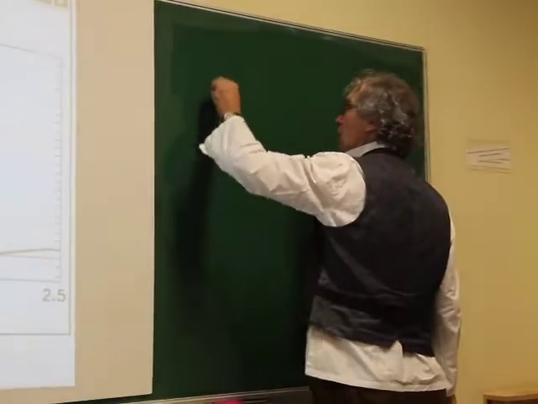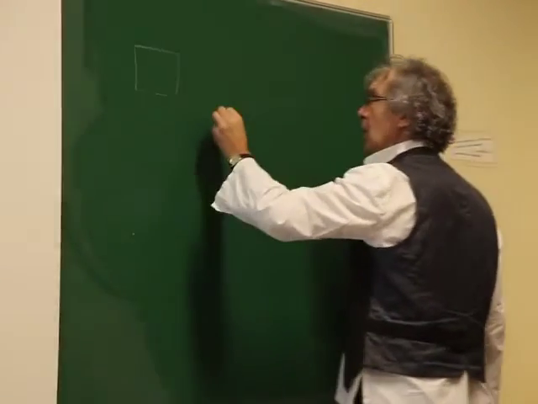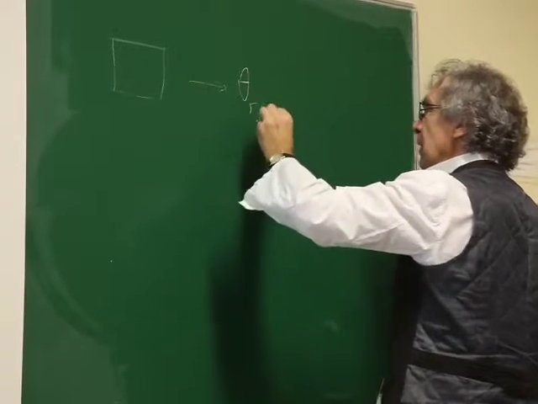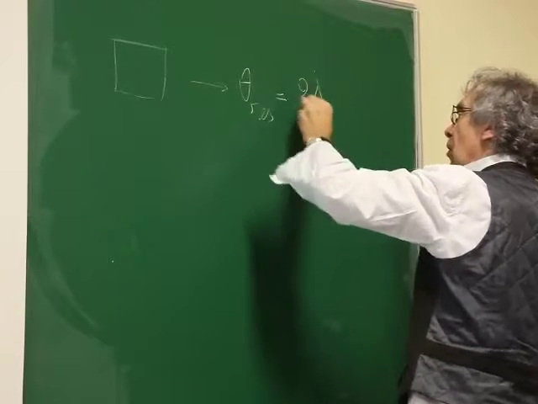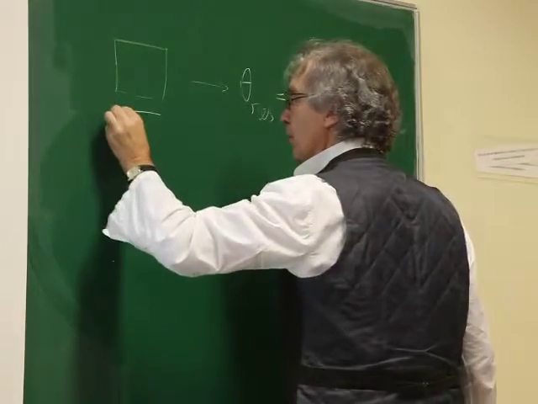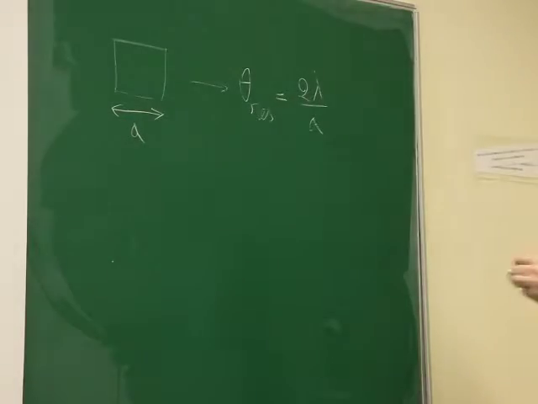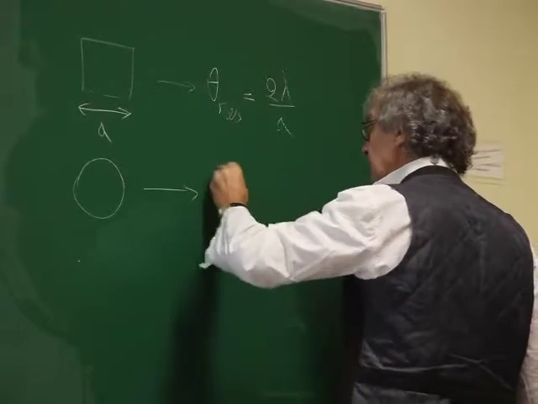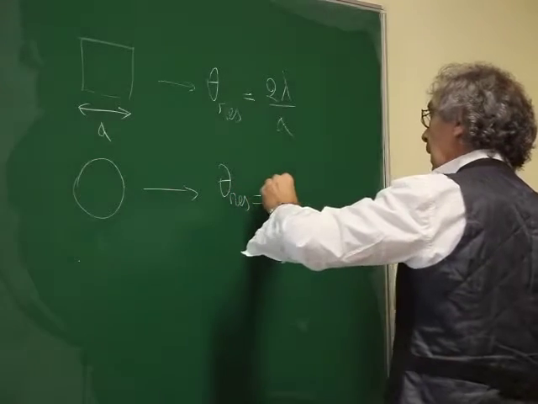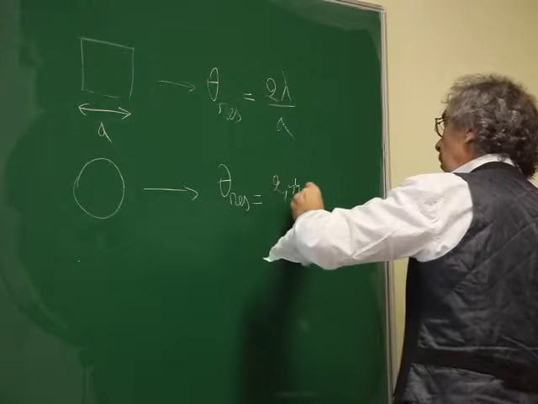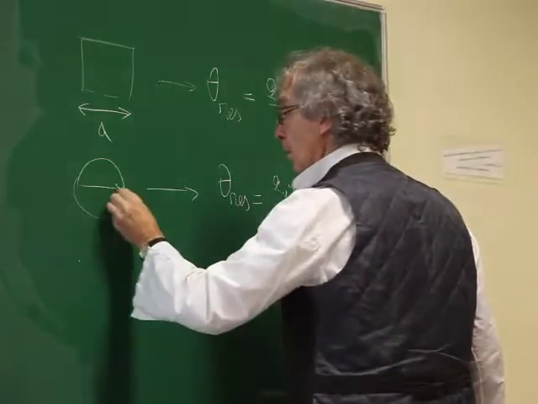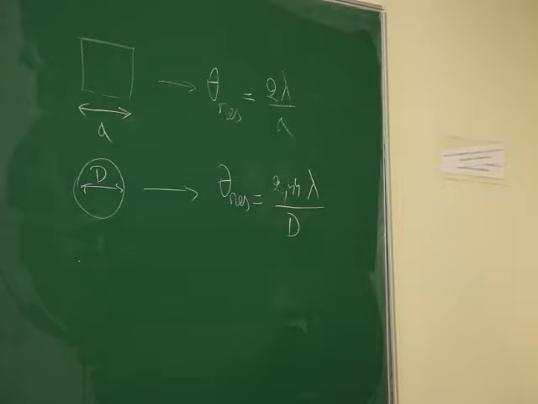Now, last time I asked an exercise, which was the following. When we are observing with a square aperture, we found that the angular resolution, theta resolution, was equal to 2 lambda over a, where a was the size of the square. And then we saw for a circular aperture that the angular resolution was 2.44 lambda over d, where d was the diameter of the circular mirror.